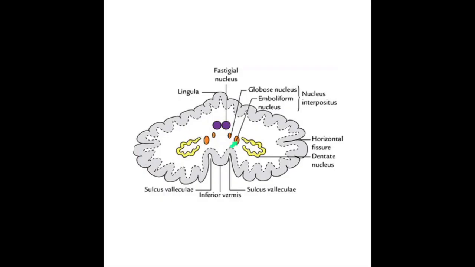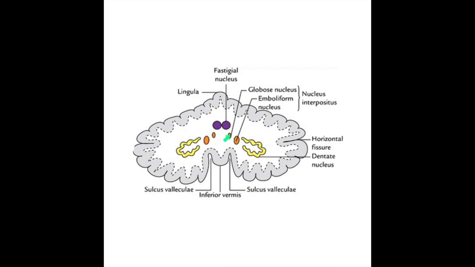The next nucleus is the emboliform nucleus. It is oval in shape and is situated medial to the dentate nucleus, partially covering its hilum. It is the nucleus of the paleocerebellum. Hence, it receives the afferent fibers from the paleocerebellum and gives fibers to the red nucleus via the superior cerebellar peduncle. The red nucleus projects to the spinal cord through the rubrospinal tract, which facilitates the flexor muscle tone.